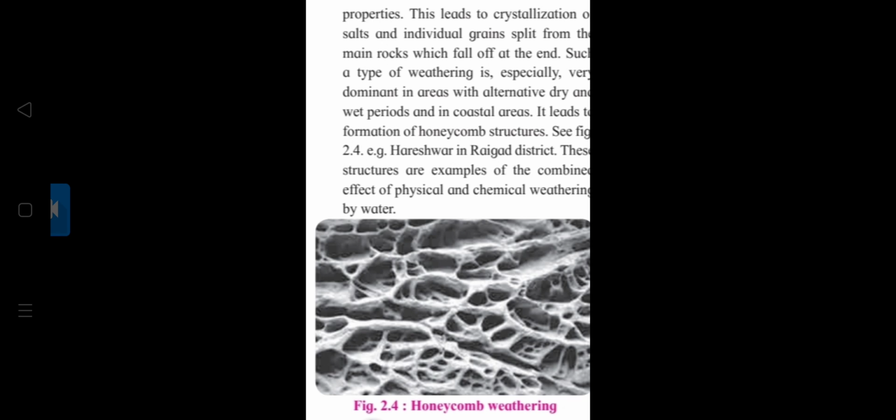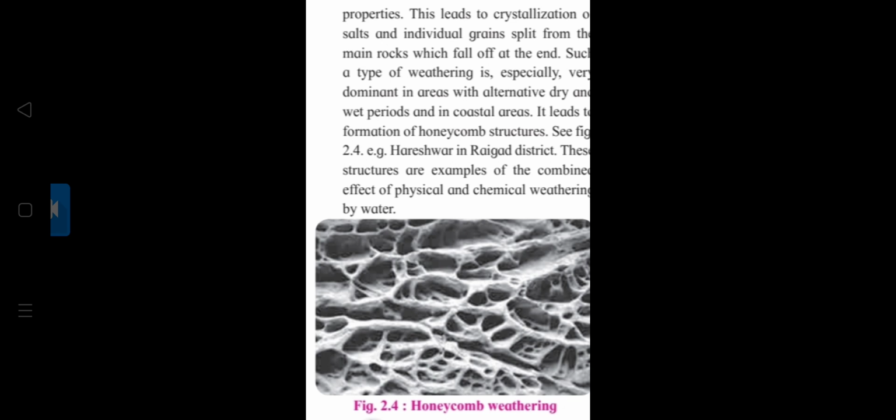This leads to crystallization of salts and individual grains split from the main rock. Small granular pieces split from the main rock and fall off in the end. Such a type of weathering is especially dominant in areas with alternate dry and wet periods and in coastal areas, in the coastal belt.